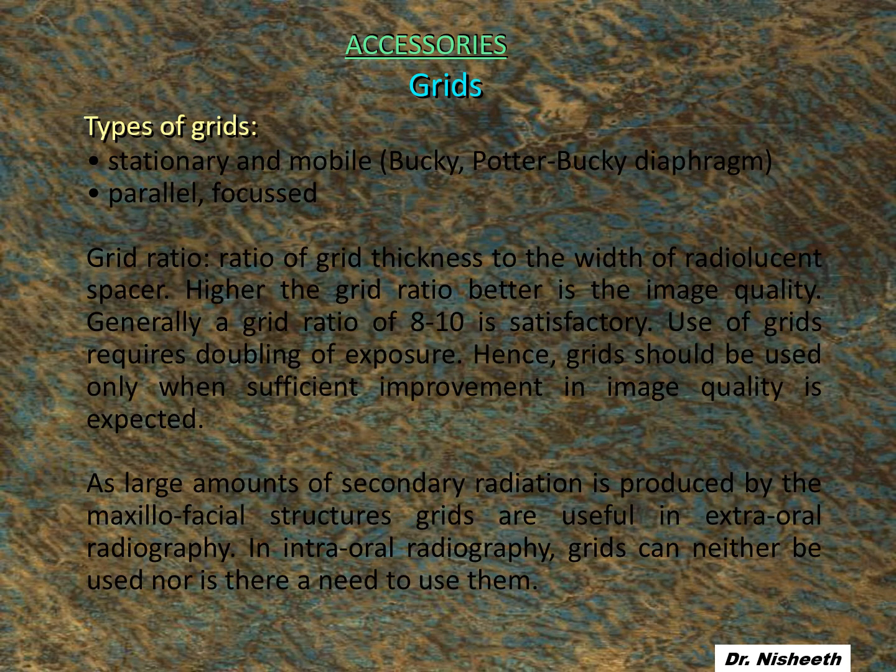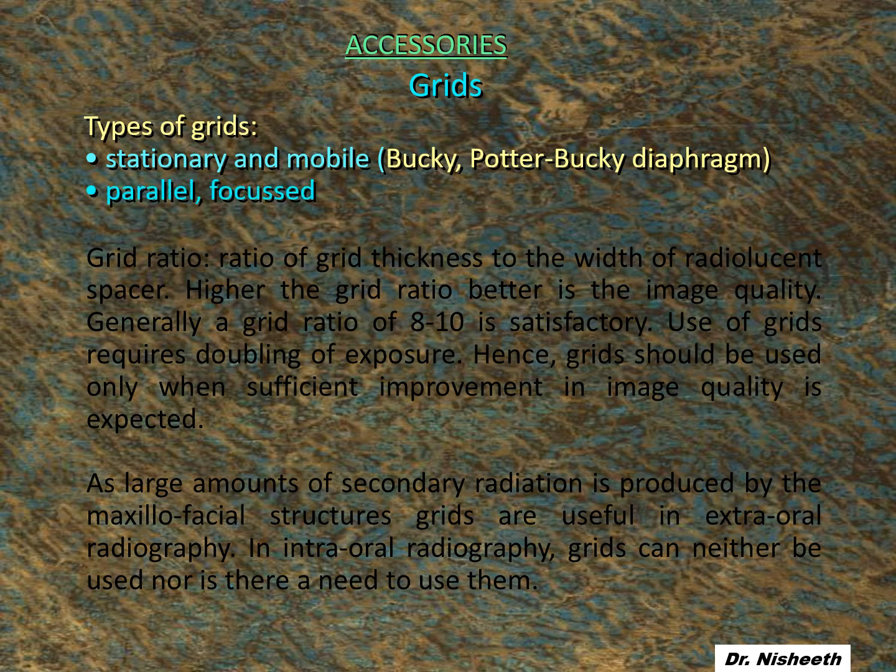The types of grid: stationary and mobile grid. Mobile grid is also called Bucky grid or Potter-Bucky grid. Then the parallel grid and focused grid. There are different types of grids.